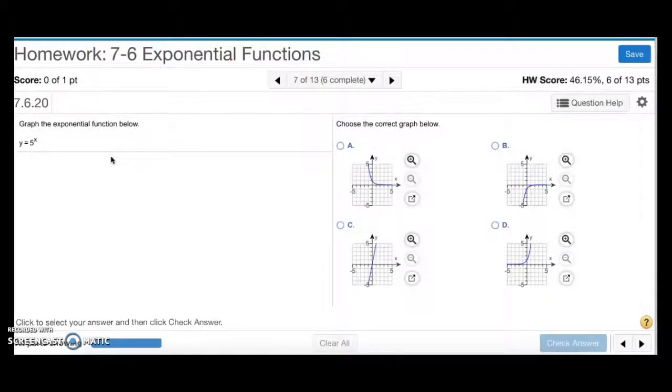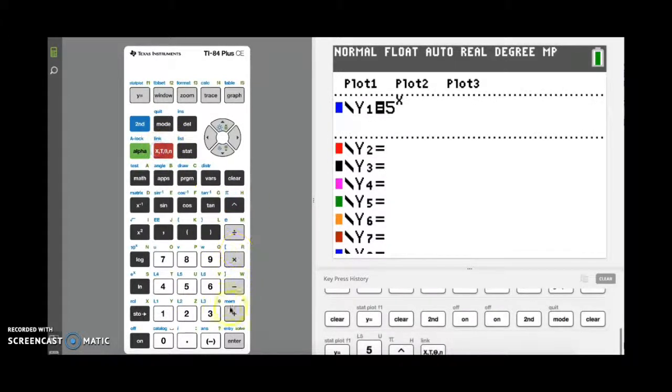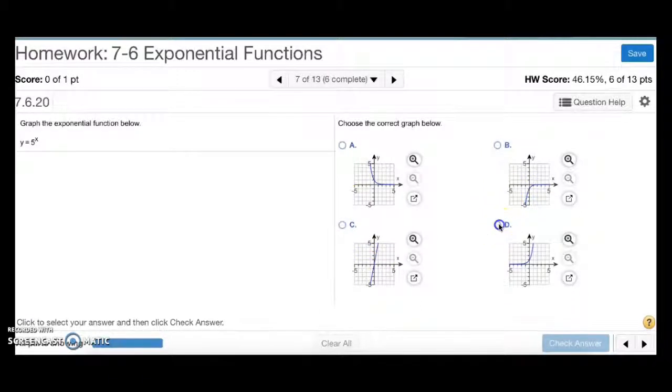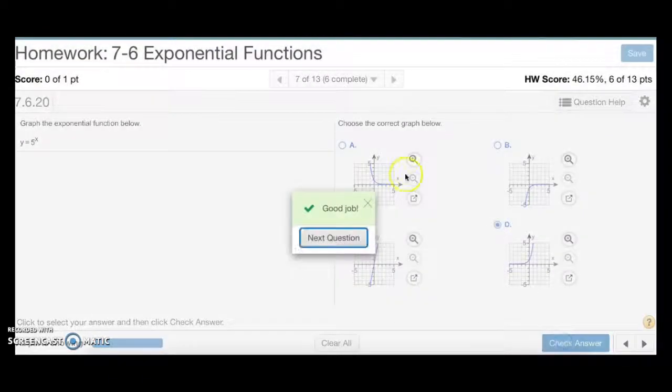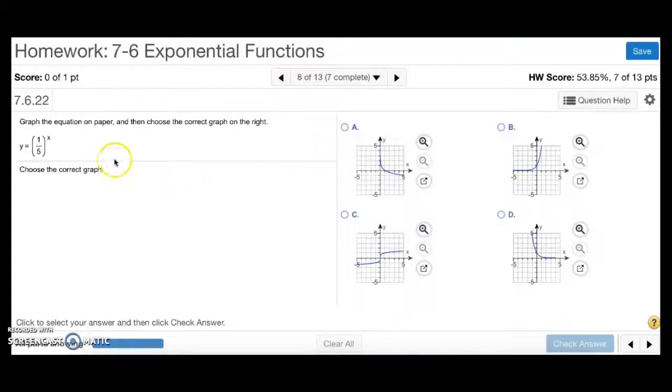Number 7, it is again asking you to graph the exponential function below. So let's graph it on our calculator. So we go to y equals, we type in 5 to the x power. Press graph. This is what our graph looks like, so let's match it with our choices. Looking at our choices, it matches D, so my answer is going to be D. Number 8, it is asking you to graph this exponential function, and then choose the graph that it matches. So let's graph this on our calculator.